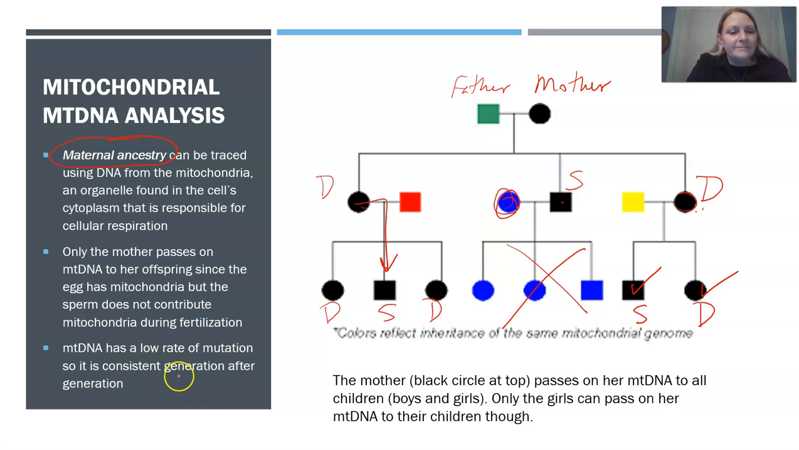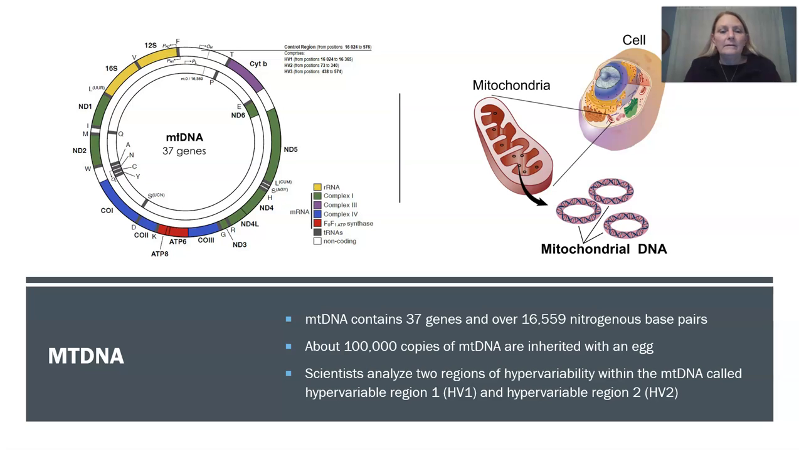Okay, so kind of like the Y chromosome, the mitochondrial DNA has a low rate of mutation, so it's pretty consistent from generation to generation as well. Okay, and remember, only the girls can pass on the mitochondria to their children.